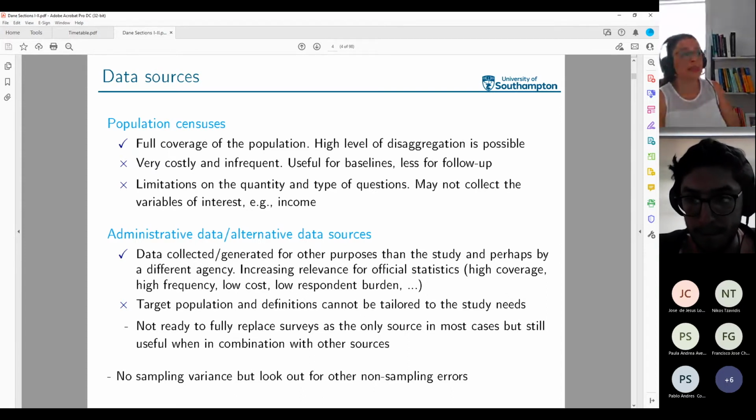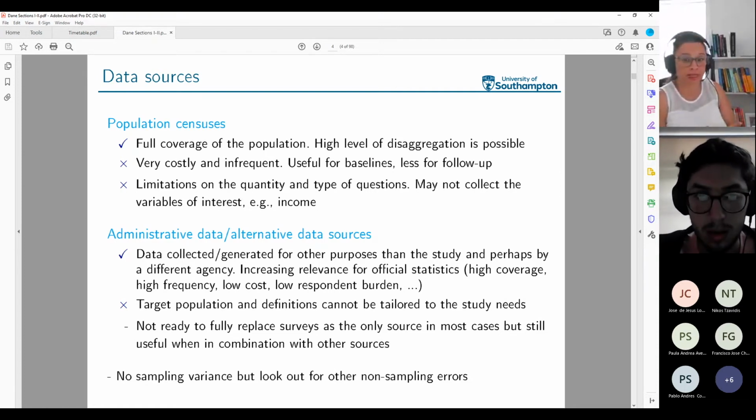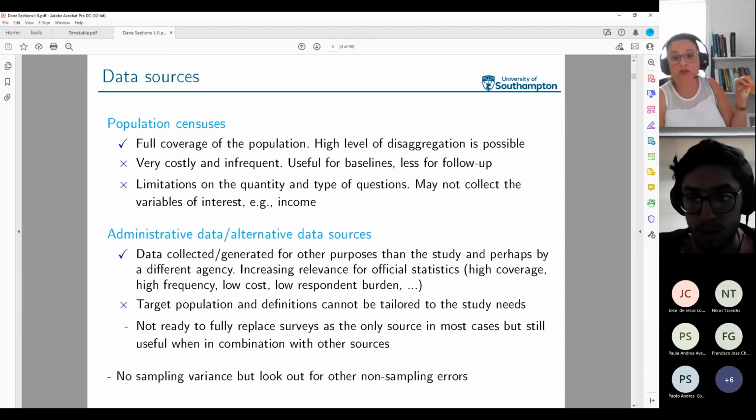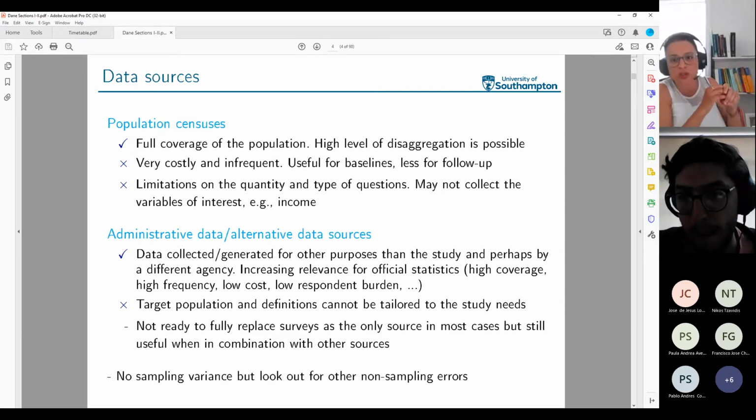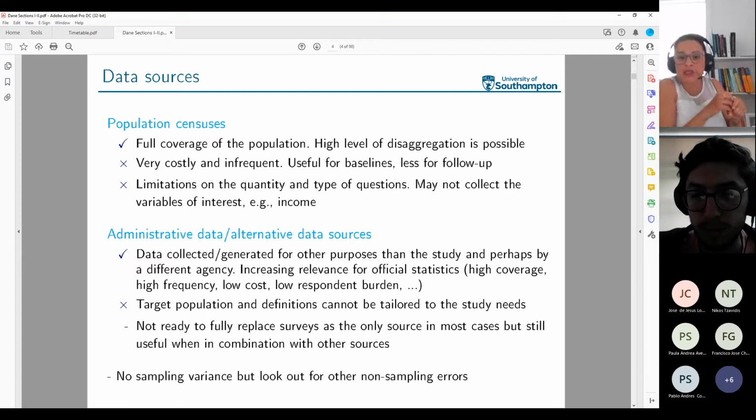Administrative data has an increasing relevance for official statistics because it has many advantages. For example, administrative data tends to have high coverage for the specific part of the population that is of interest for that agency. If you talk about tax information, it's going to have very high coverage for the piece of the population that the tax office is interested in, and probably zero coverage for anything that is outside.